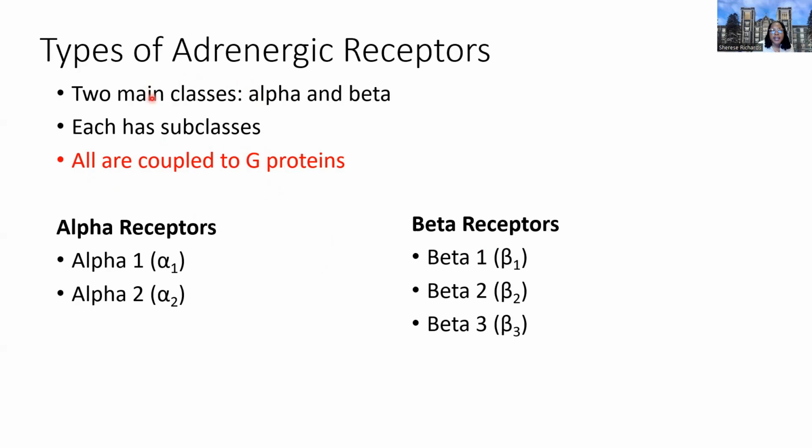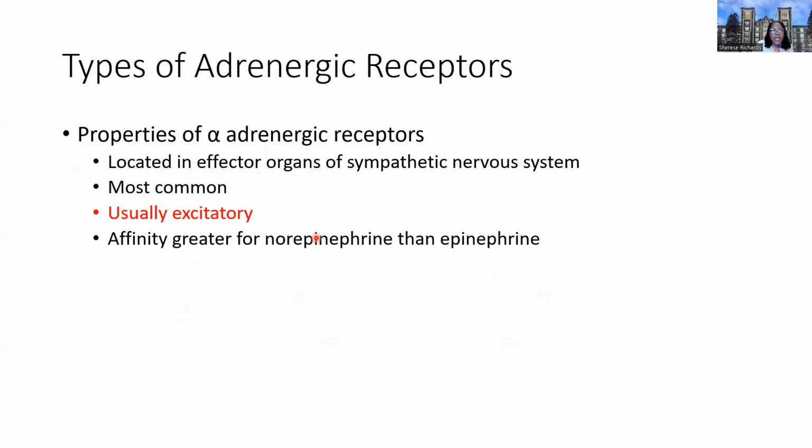There are two main subclasses, alpha and beta. And within these, we have further subdivisions. So alpha 1 and alpha 2, and then beta 1, beta 2, and beta 3. So their properties are going to be different depending on where they're located, what specific type of tissue they're on, whether it's the heart or adipose or lungs. They are going to have different properties.